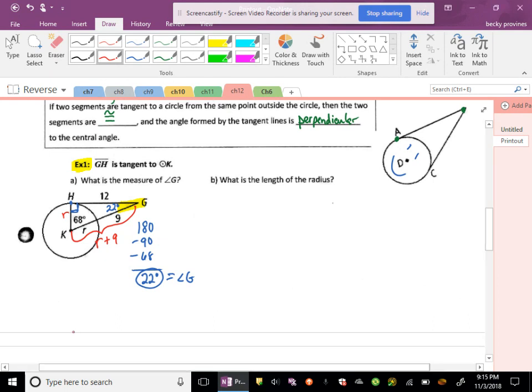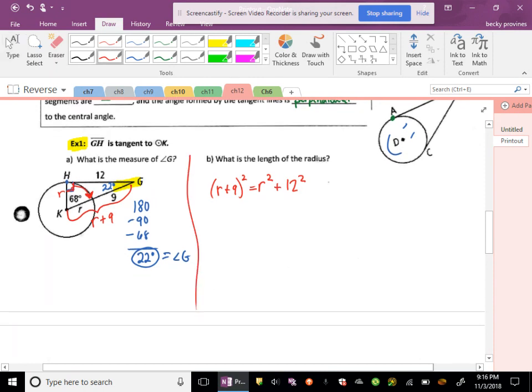So if you look here, we have a triangle, correct? Yes. And we can do Pythagorean with that triangle. So we're going to find the right angle, which we have here at H, and across is the hypotenuse. So my hypotenuse is R plus 9, and we're going to square it. It's going to be equal to the sum of the legs squared. So one side is R, and I'm going to square it, and the other side is 12, and I'm going to square it.